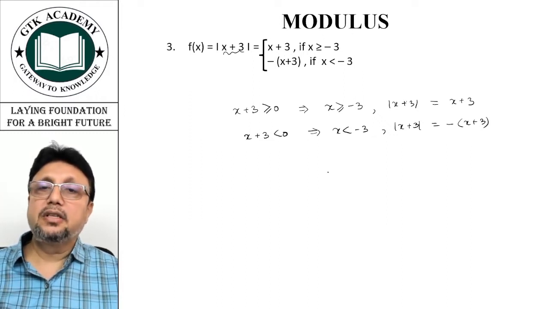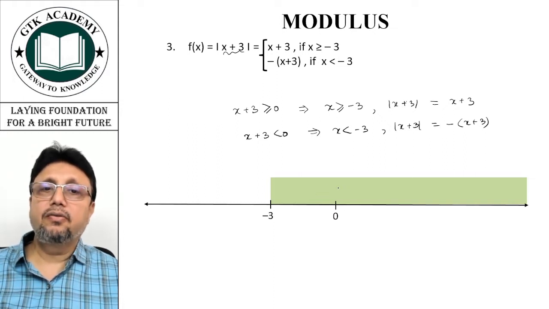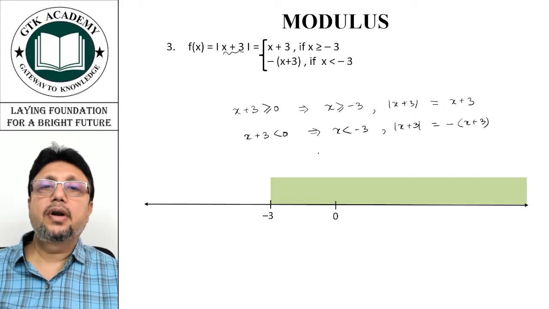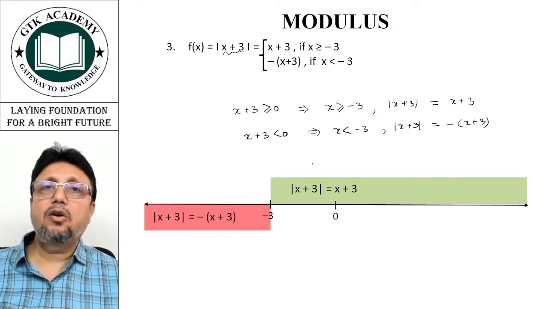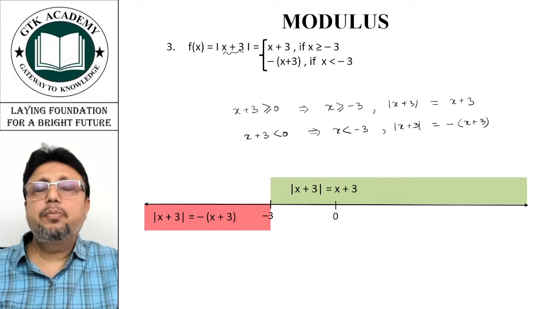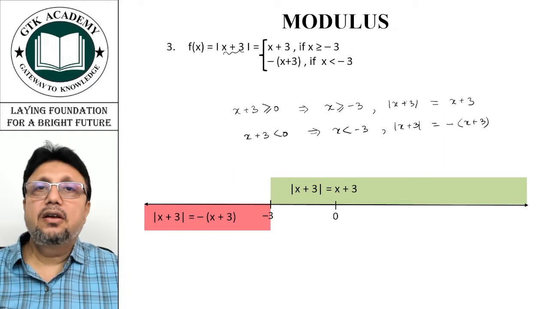Again, let us depict this also on a number line. This is minus 3. So if x is greater than minus 3, shown in green, then mod x plus 3 will be x plus 3 only. But if it is less, then mod x plus 3 is minus of x plus 3. I hope with these three examples, you are very clear with this idea of mod as to how to expand it.